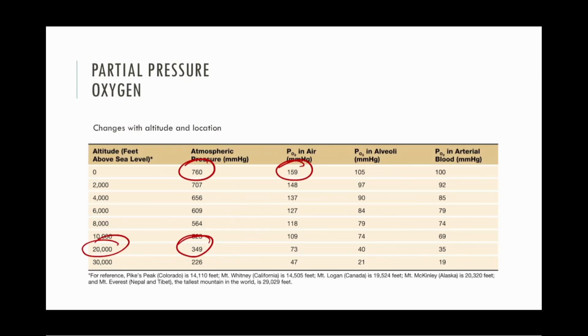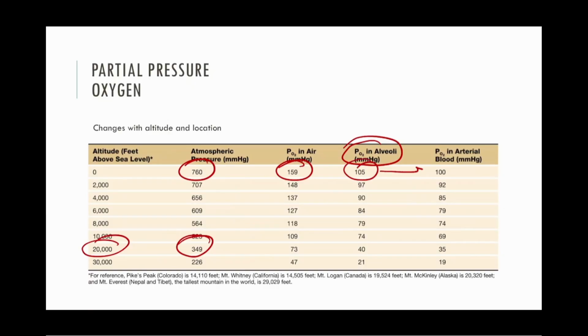This is still in the air, though. Okay? Now, look at the PO2 in the alveolus. It went down to 105. Why did it drop from 159 to 105 when it got into the alveolus? Humidity. We humidified the air. We added water vapor. It displaces some of that oxygen, so the oxygen levels drop. That's why the air O2 is not the same as the alveolar O2, because we humidified the air.